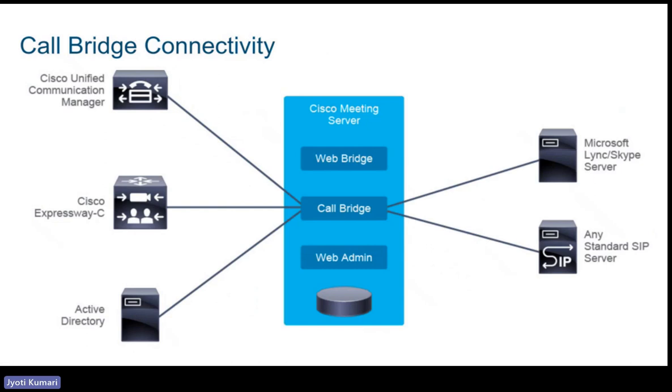So Callbridge connectivity. Callbridge is responsible, as I mentioned, for almost everything. Another responsibility of it is managing all the connections between the meeting server and other services like Active Directory, Expressway, CUCM, and any third-party servers like Microsoft Skype for Business server, any standard SIP servers, and so on. So all these get connectivity with the Callbridge. Yeah, so here we can see that.